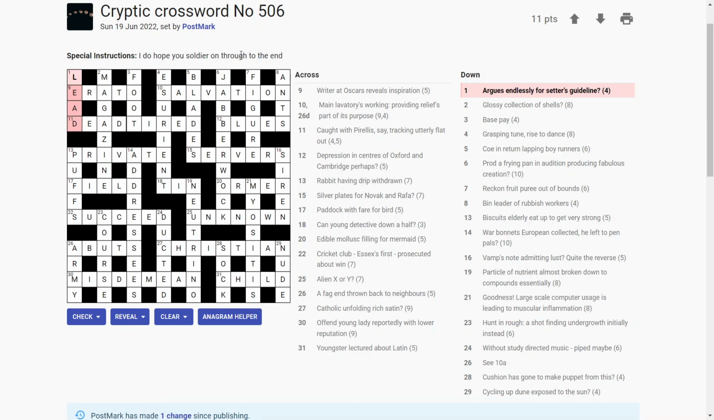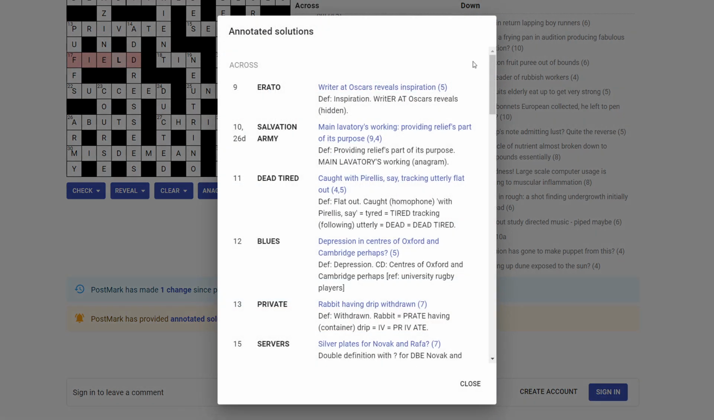Do help your soldier on to the end. Now, I did notice there are quite a few terms here that could go with the word soldier, like soldier ant, army soldier, Christian soldier, unknown soldier, foot soldier. A private is a type of soldier. Yeah, there's probably some more as well. Foot soldier. I reckon that's the theme. So fantastic. Field soldier. If you want to have a look at the solutions, I'll go through them slowly now.